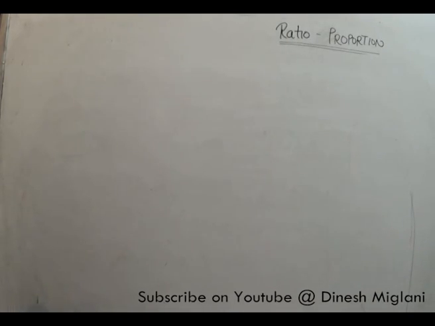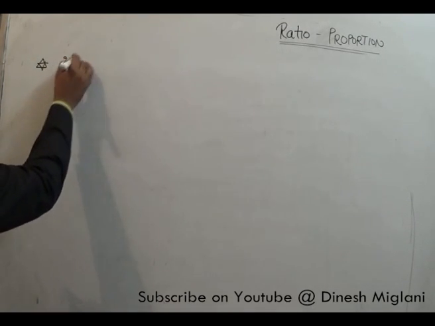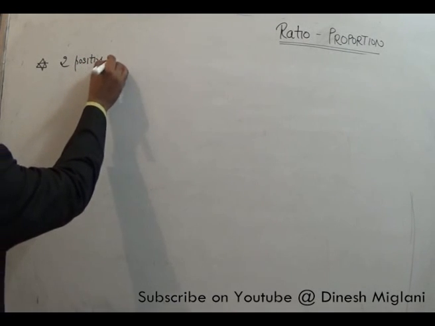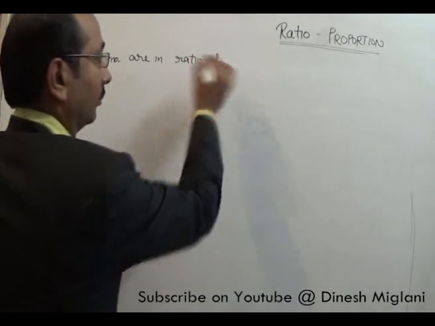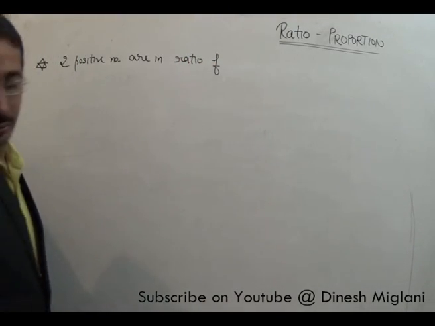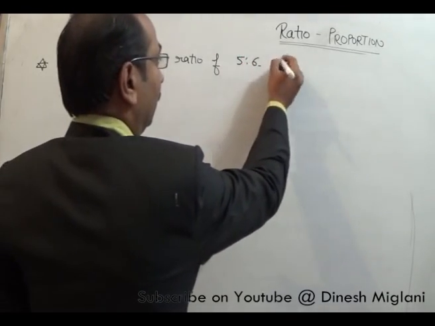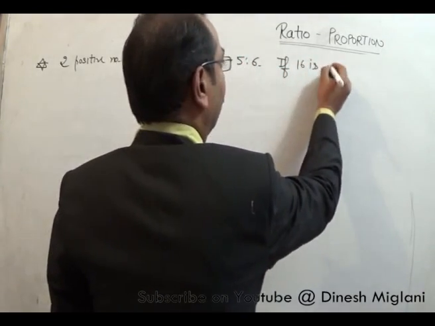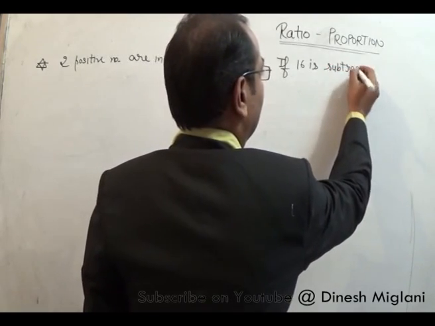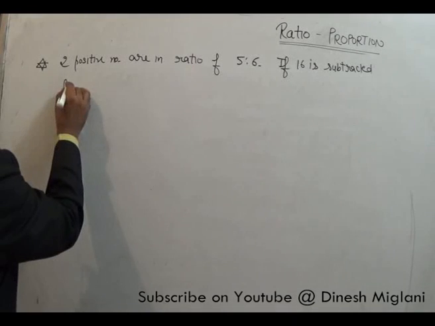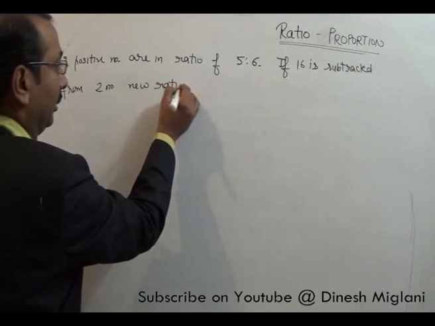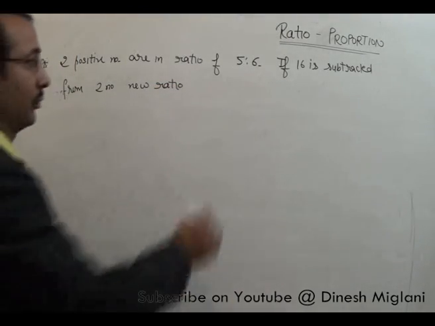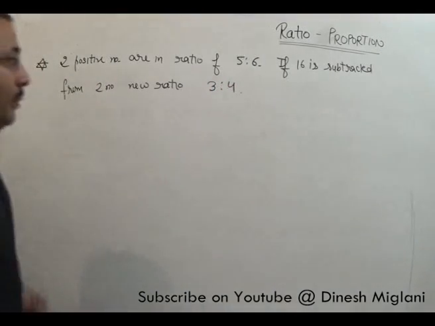The second type of problem is, suppose it is given that two positive numbers are in the ratio of 5:6. If 16 is subtracted from these two numbers, the new ratio of the numbers becomes 3:4. We have to find the numbers, right?